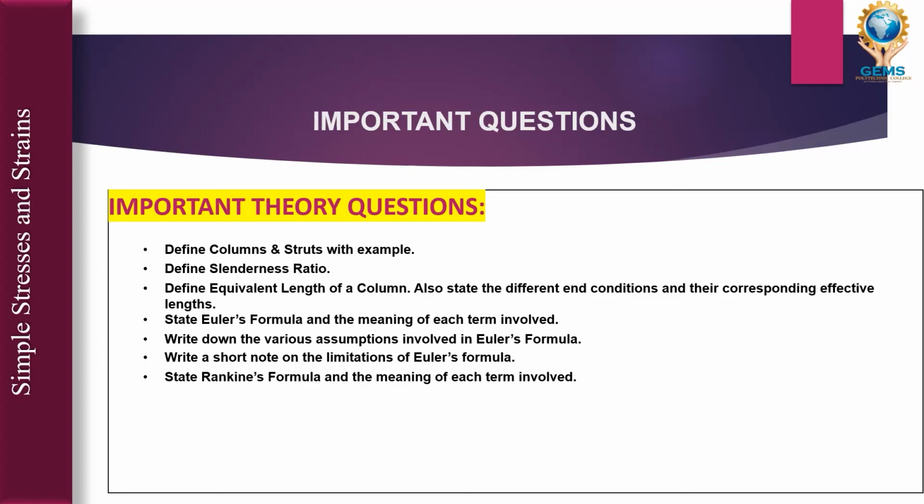Then finally, state Rankine's formula and the meaning of each term involved. This is very important, my dear students. These two questions are directly from the formulas. You have to write the Euler formula for buckling load and explain each term. Here you have to write Rankine's formula and explain each term. Then one more thing I have told you, assumptions in Euler's formula, 6 points. The question will come directly, but you should know how to write it. If you understand clearly, then no one will stop you from getting good marks.